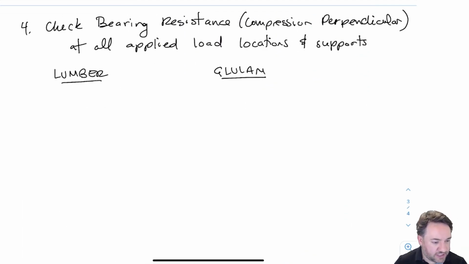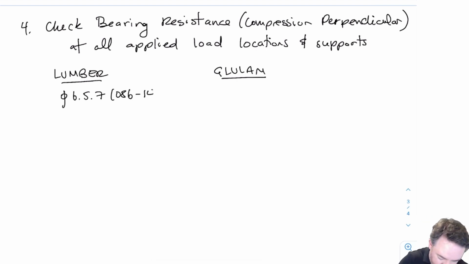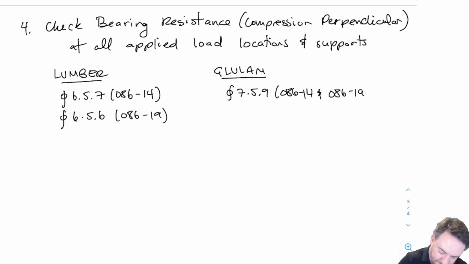Okay, so this bearing resistance check for a beam, I need to do it everywhere where there's an applied load or where there is a support, which is also an applied load. It's just a reaction load. And the clauses for that are as follows. Okay, so the approach is identical between lumber and glulam.